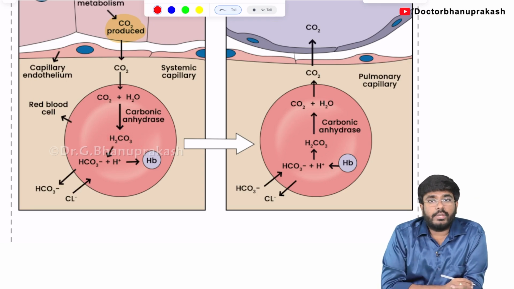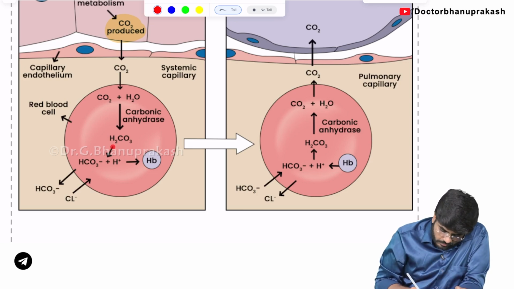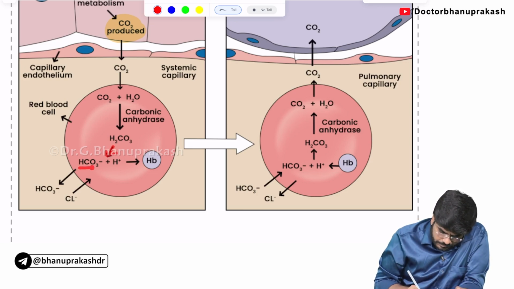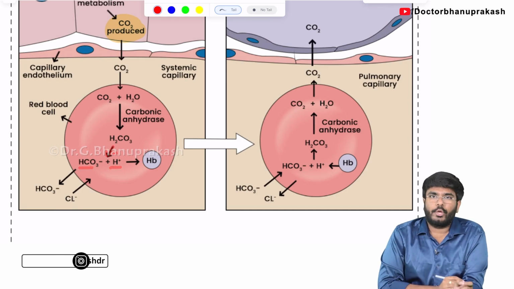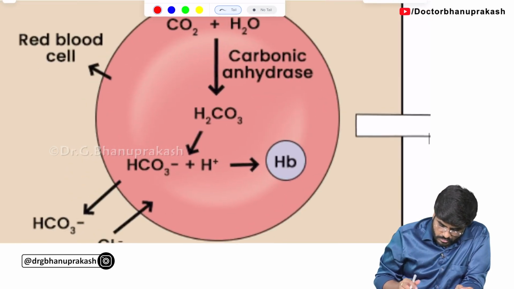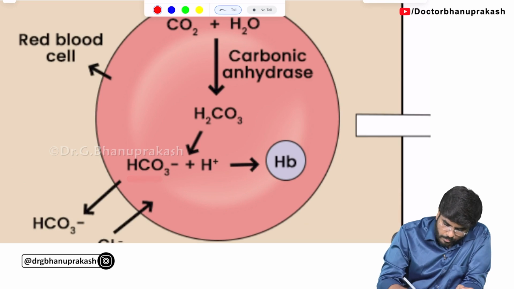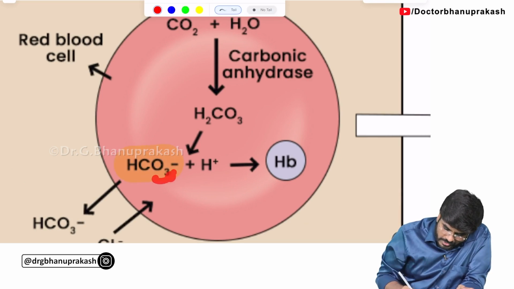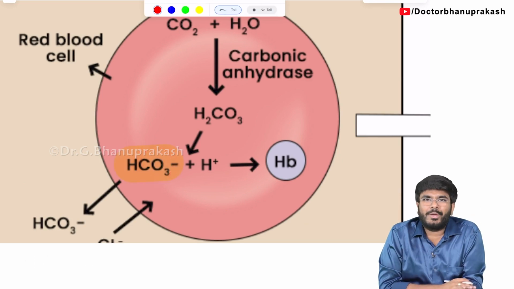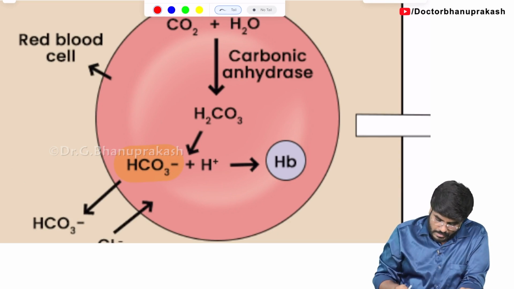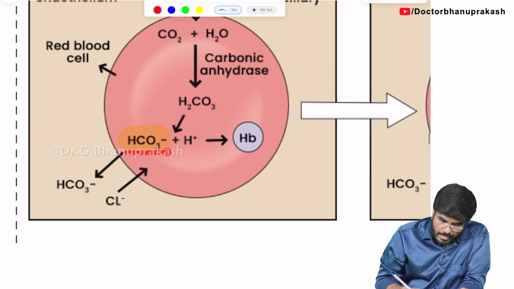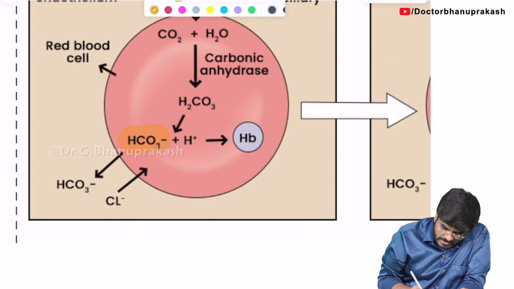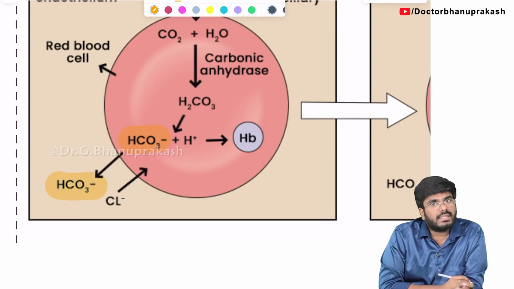Now, this carbonic acid, H2CO3, is going to split into bicarbonate and H+. Look here, finally we have produced the bicarbonate. Now, within the bicarbonate, is carbon dioxide present? Yes, so most of the carbon dioxide is converted into bicarbonate form. Now, these bicarbonates are going into the plasma. Have I told you bicarbonates are traveling in the plasma? Yes, so bicarbonate is coming out into the plasma.